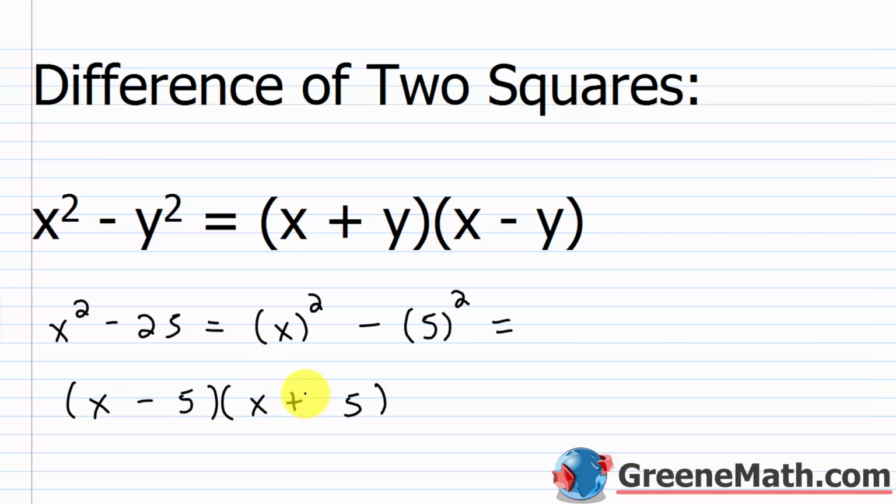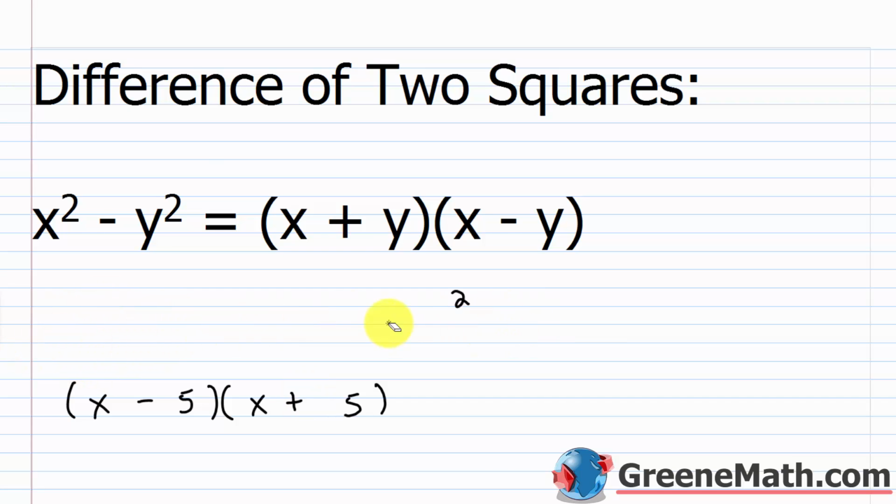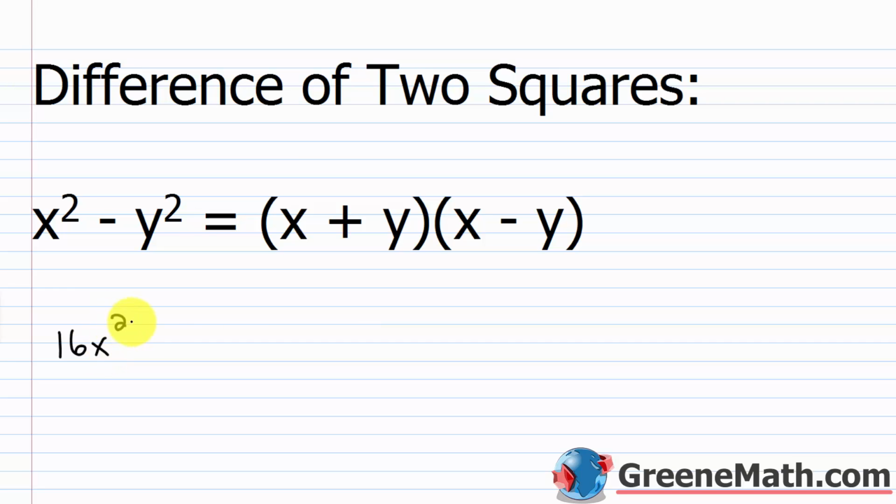Now, not all of them are so straightforward like this problem was. So let's think about something like 16x squared minus, let's say, 81y squared. So what we do here, again, I just want to think about what's being squared minus what's being squared. That will allow me to use my formula. Well, here I have not only a number or coefficient, I also have a variable. So 16 is a perfect square. 16 is 4 times 4.